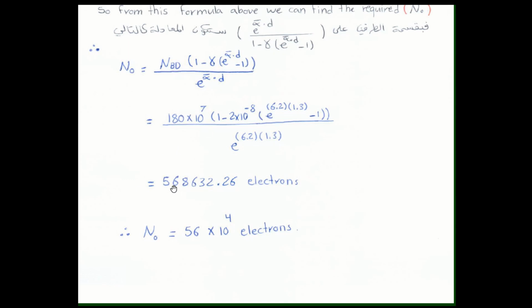as 568,632.26 electrons. And to make it better, the number of initial electrons is equal to 56 into 10 to the power 4 electrons. And this is all for today.